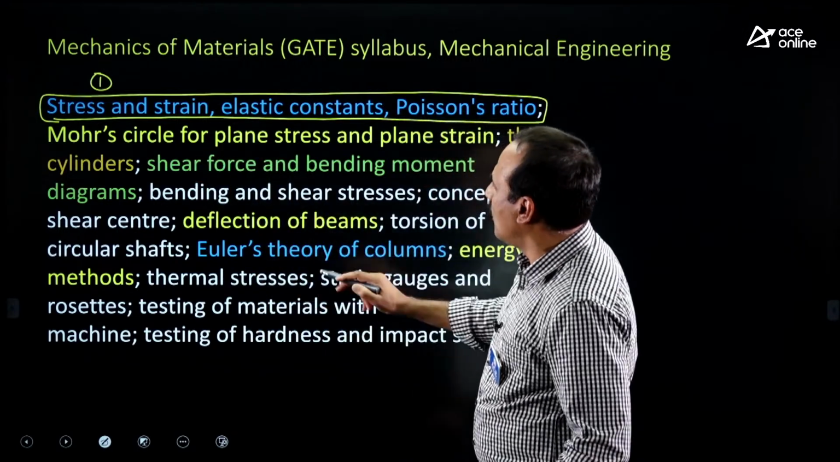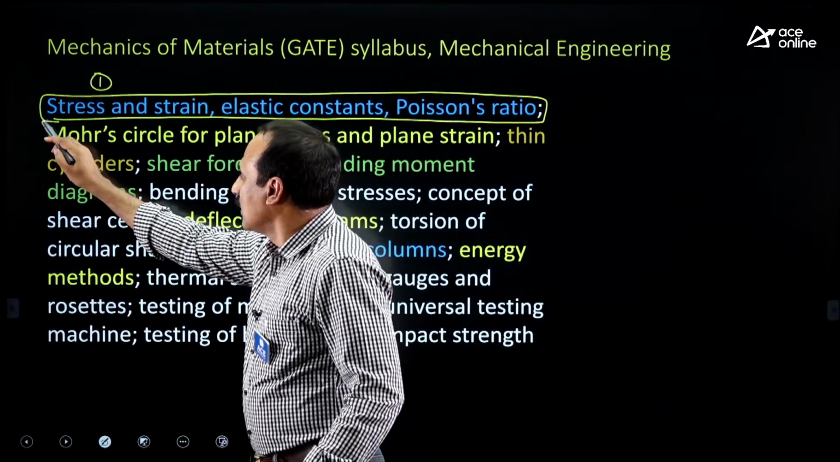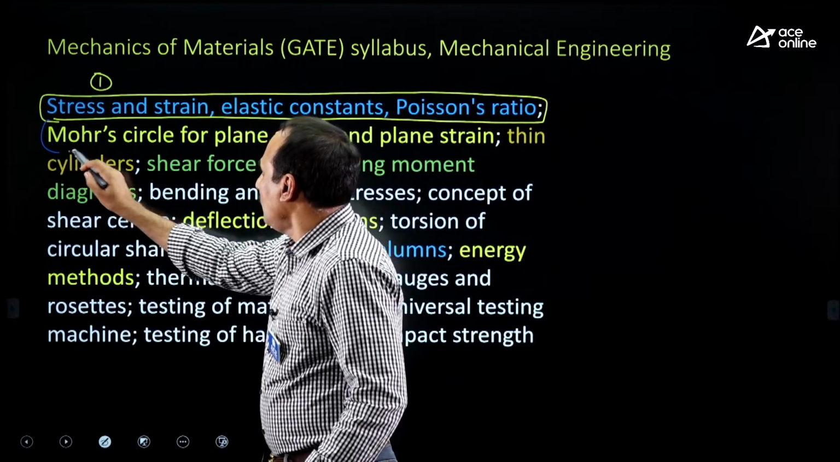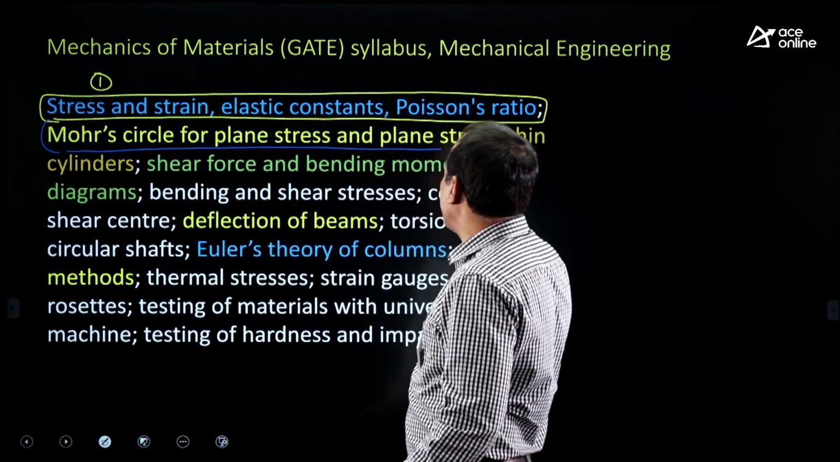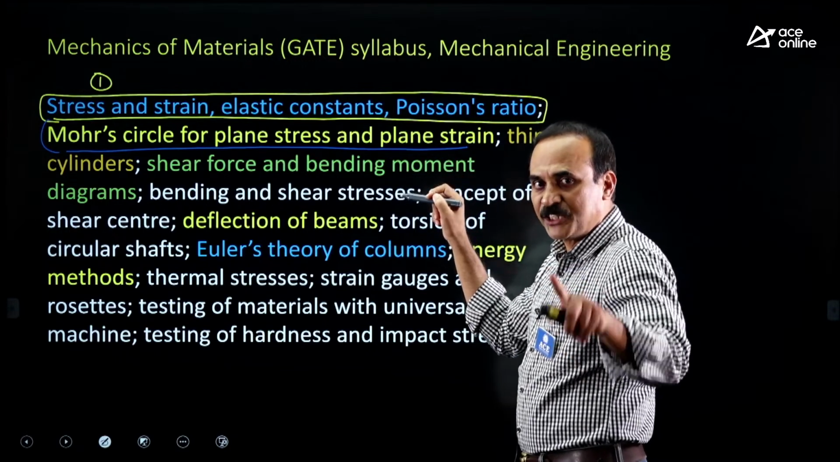Next is the Mohr circle. They have clearly mentioned it here, because the Mohr circle for plane stress and plane strain is also mentioned. Strains are also there. Mohr circle for stress and strain.